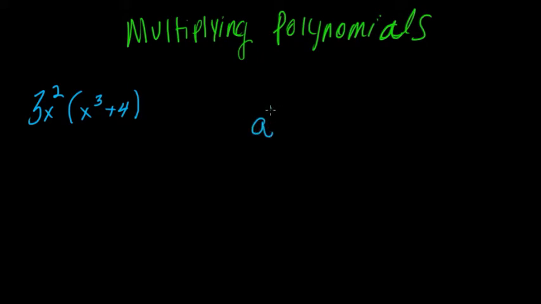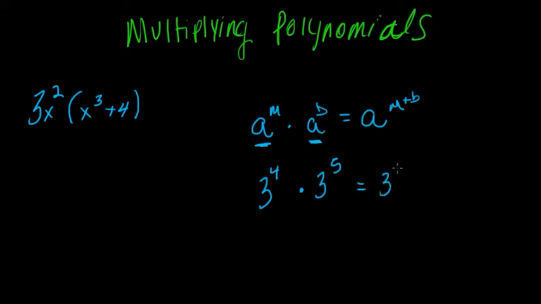It says if we have a to the m power multiplied times a to the b power, this would be equal to a to the m plus b. What this is saying is that if you have the same base, then you can add the powers. Let me give you one more example. If we take 3 to the 4th power multiplied times 3 to the 5th power, we'll have 3 to the 9th power, because this is 4 plus 5.